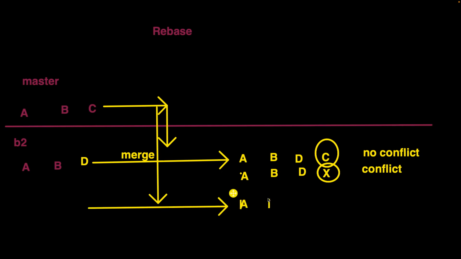Rather, it should be like this. C should come and sit in between here, right? If I want this kind of log history, meaning I want my log history to be rewritten, this is what is called rebase.